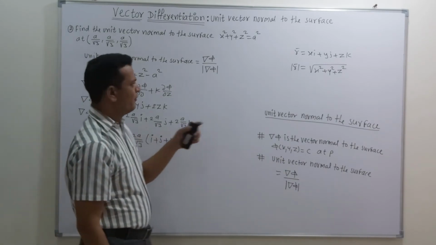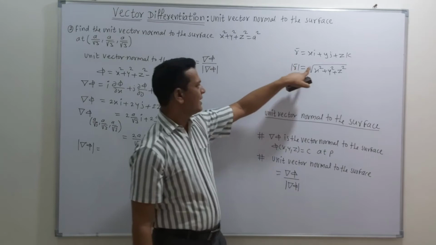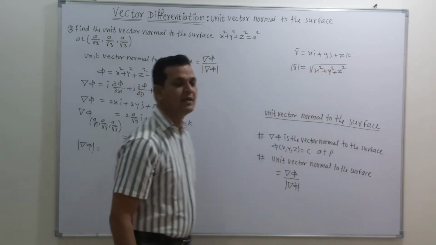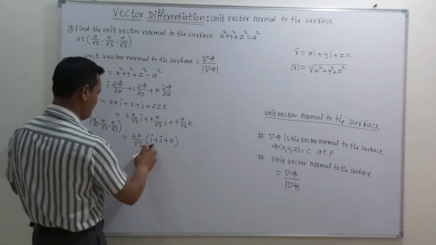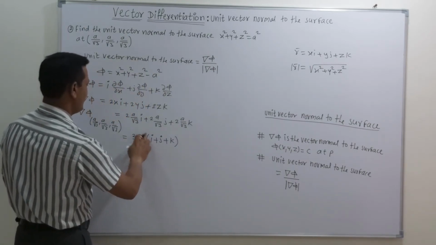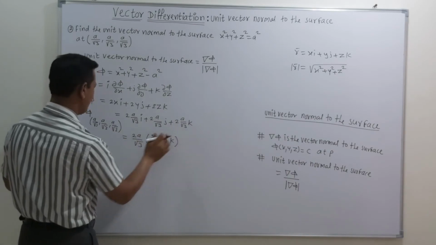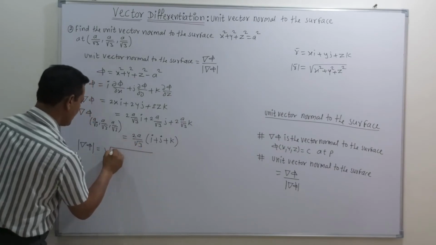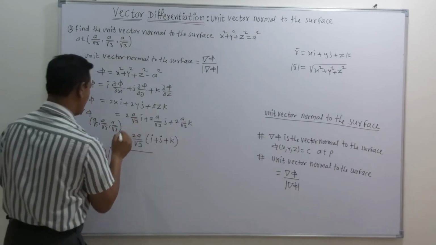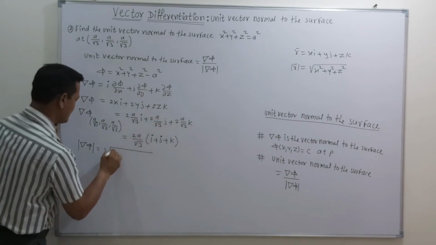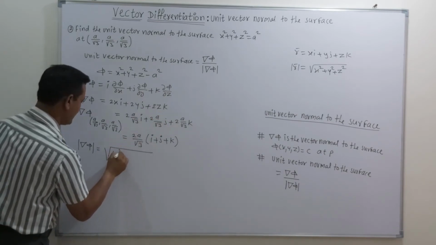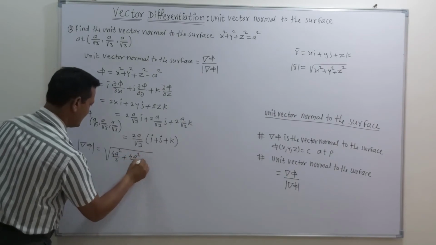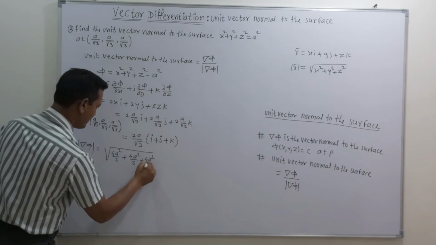Again, we know that if vector r is defined as xi plus yj plus zk, then its magnitude is root of x square plus y square plus z square. Here this is the value of x, this is the value of y, and this is the value of z. So we can write this as root of 2a upon root 3 its square. That means we can write this as 4a square upon 3 plus again 4a square upon 3 plus 4a square upon 3.